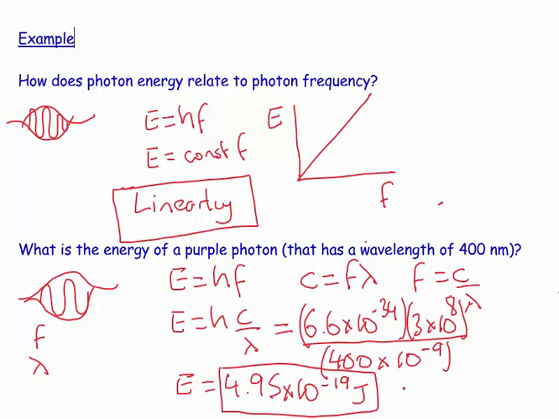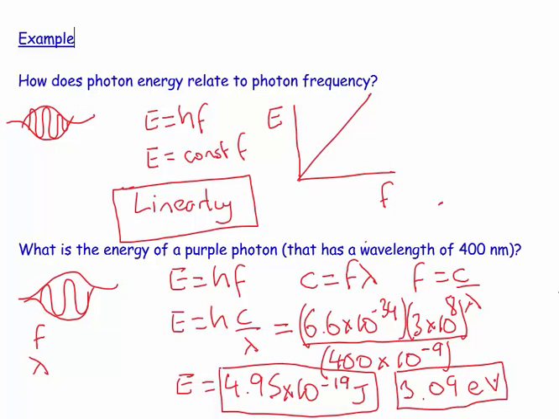By the way, if I wanted to, I could simply divide that by the charge of one electron, 1.6 times 10 to the minus 19, and that would give me 3.09. That equals 3.09 electron volts. Two ways of writing down energies.